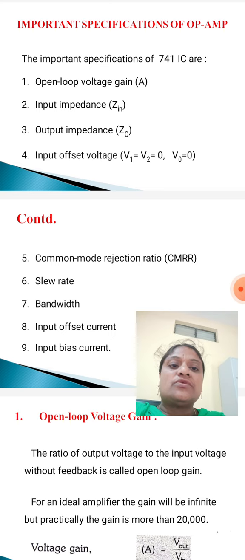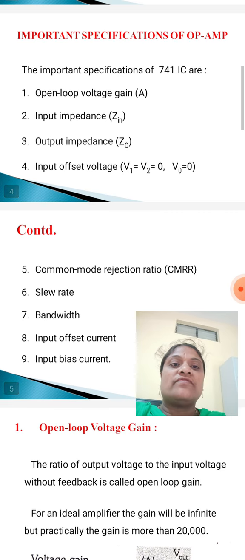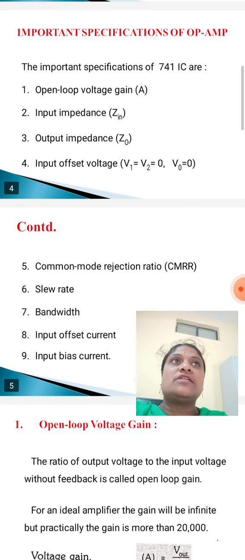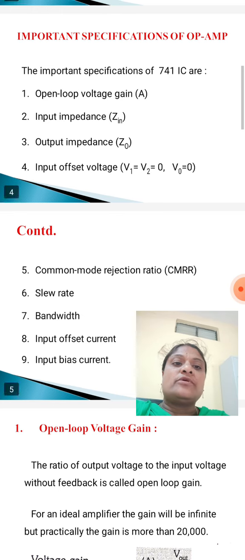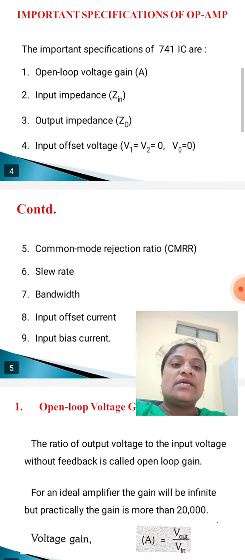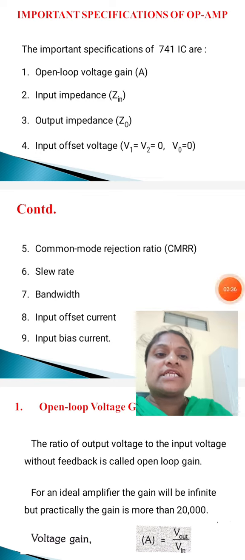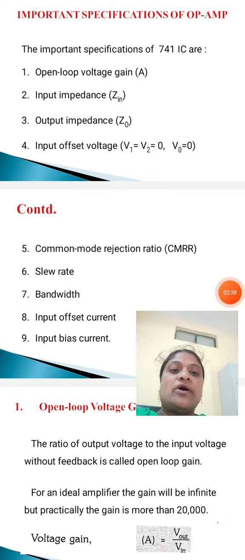Here, there are two input voltages V1 and V2. In case of input offset voltage, V1 is equal to V2 is equal to 0. That means input is 0, then output is also 0. That is V0 is equal to 0. And the next important specification of op amp is common mode rejection ratio. It is denoted by CMRR, common mode rejection ratio.